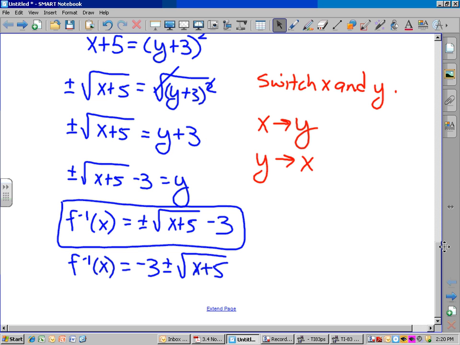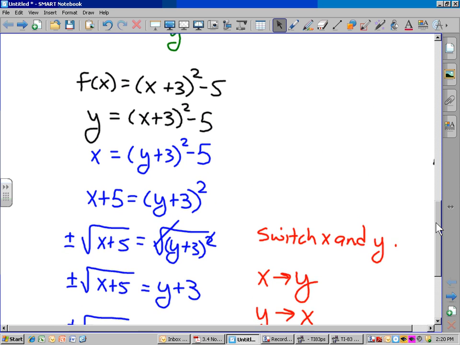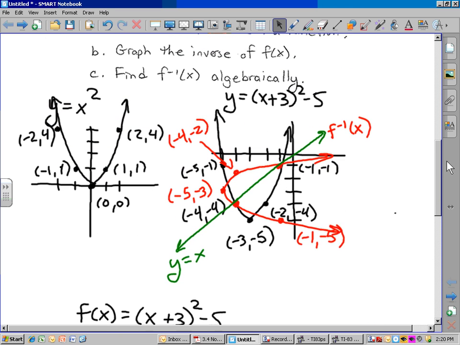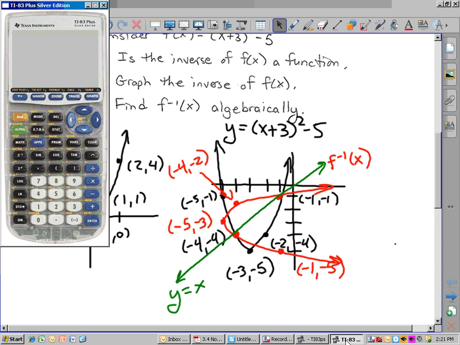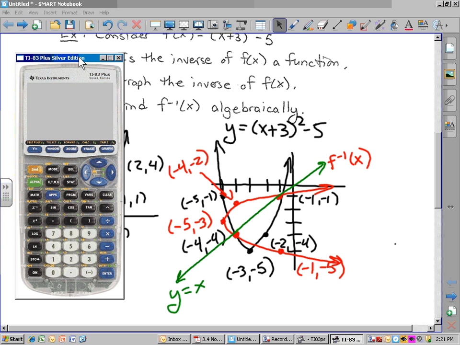Now, we can look at the inverse graphs in our calculator if you want to confirm that with your calculator. Okay, here I have my graphing calculator. I'm going to graph the original, x plus 3 squared minus 5. So there's the graph. Now I need to get the inverse.